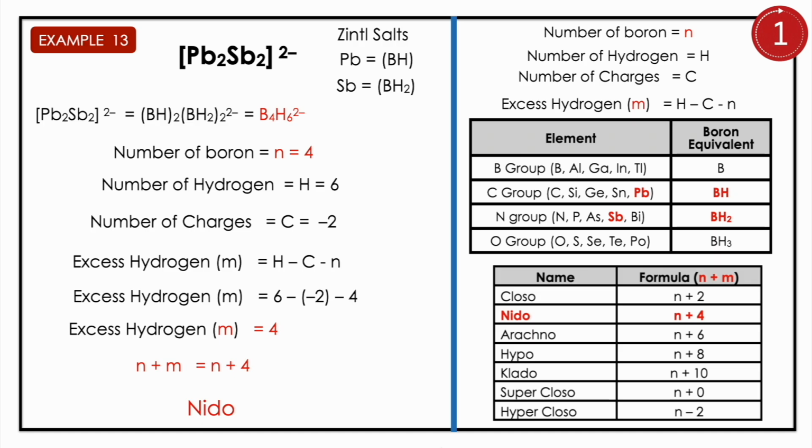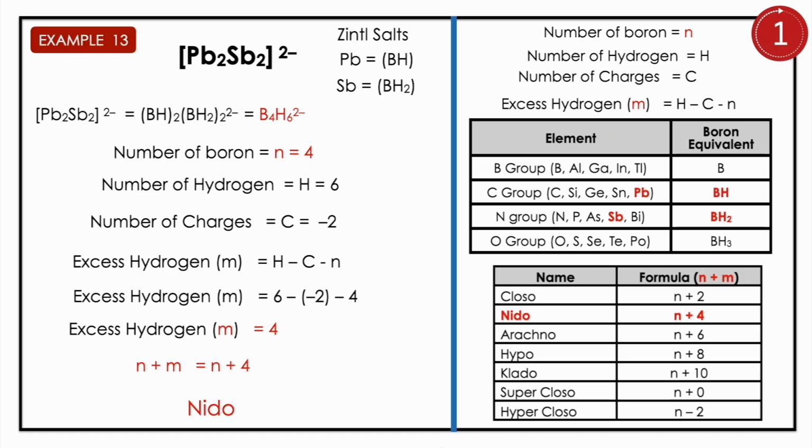So we should write the boron equivalent. Lead is in the carbon group, antimony is in the nitrogen group. So lead equals BH, antimony equals BH2. If you substitute the lead and antimony equivalents, the formula becomes BH 2 times, BH2 2 times, 2 minus. If you redraw, you have B4H6 2 minus. The compound becomes simple boranes.